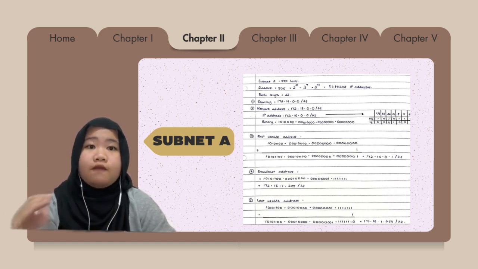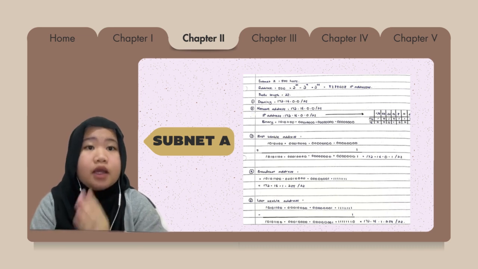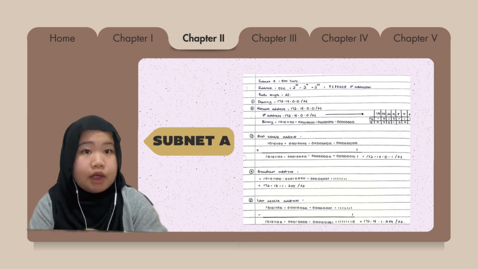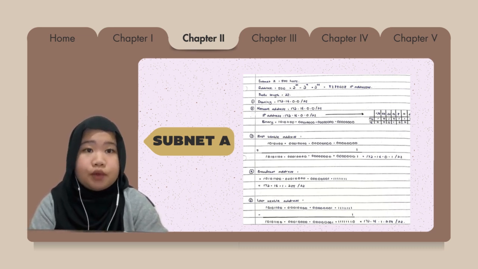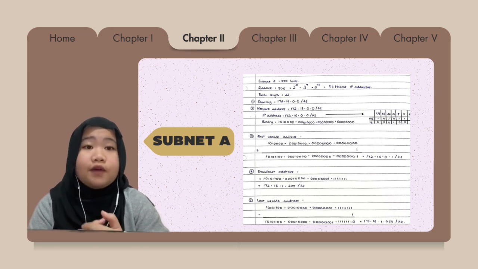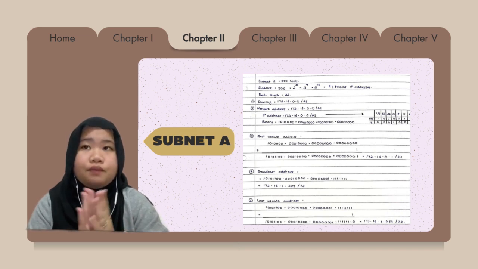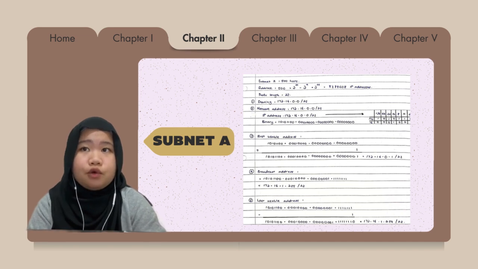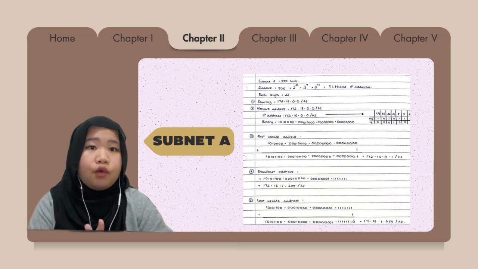And then from here we're going to find the starting address. The starting address is 172.16.0.0 with the prefix length that we found just now, which is /23. And the network address is also the same as the starting address, 172.16.0.0/23 as well. Next we're going to find the first usable address, but before that we have to change the IP address to binary form first. So it would be 10101100.00010000.00000000.00000000.